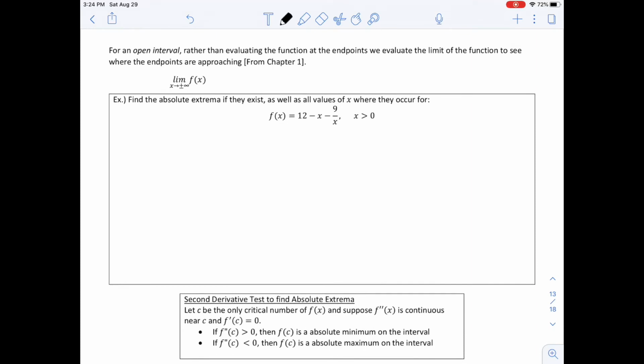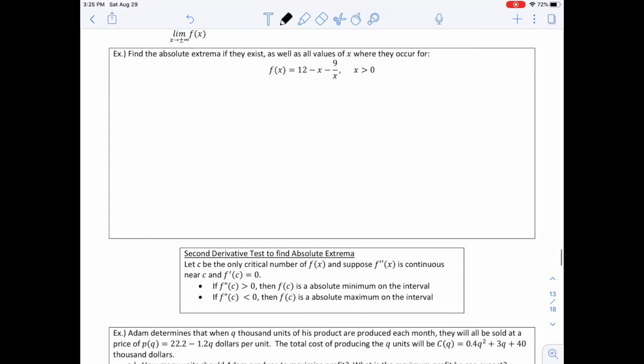On the next page, it says for an open interval, so the examples that we looked at previously were over a closed interval. Rather than evaluating the function at the endpoints, we evaluate the limit of the function to see where the endpoints are approaching. And this is back from chapter 1. So we're going to be looking at the limit as x approaches positive infinity of our function, and then also as x approaches negative infinity of our function.